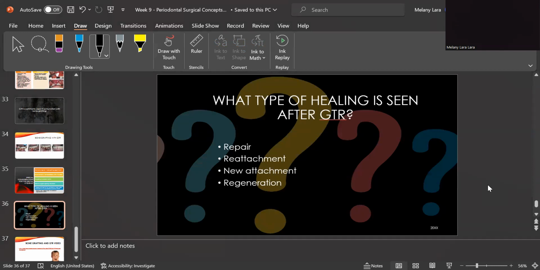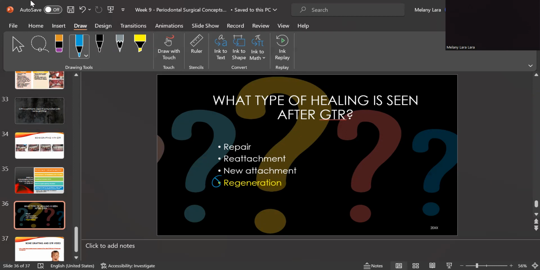So what kind of healing are we going to see after GTR? You guys are overthinking this. This one's going to be regeneration. So this one is just going to be regeneration, or stimulating the growth of new bone, new cementum, and new ligament.